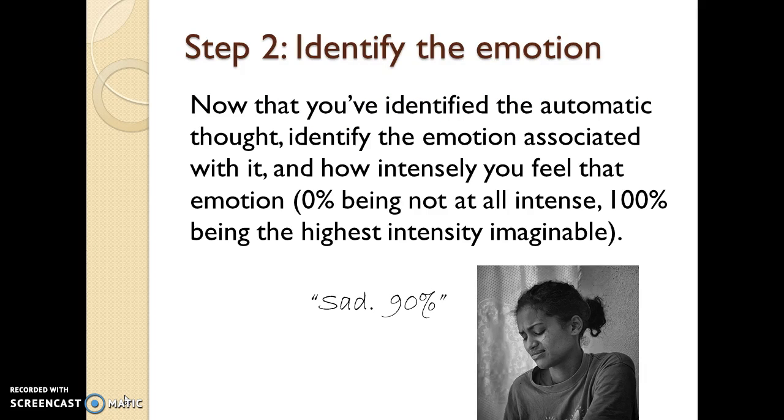Step two is to identify the emotion. Now that you've identified the automatic thought, identify the emotion associated with it and how intensely you feel that emotion, 0 being not intense at all, and 100% being the highest intensity imaginable. Understandably, that thought of being a loser made Megan feel pretty darn bad. She identified her emotion as being sad, and she felt it pretty intensely, about 90%.